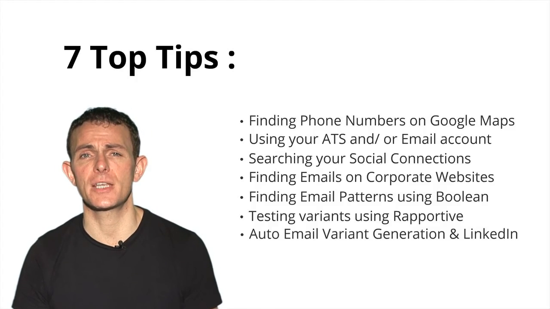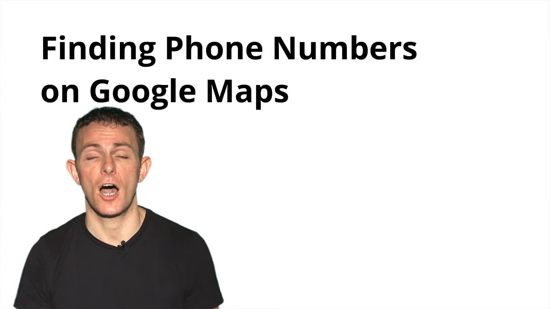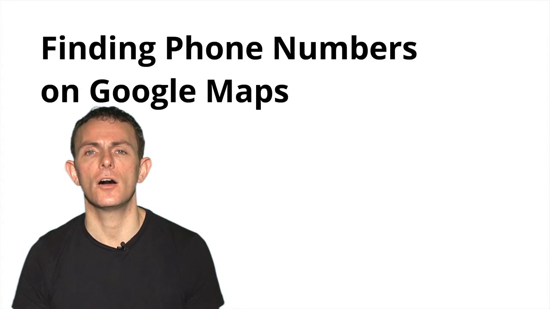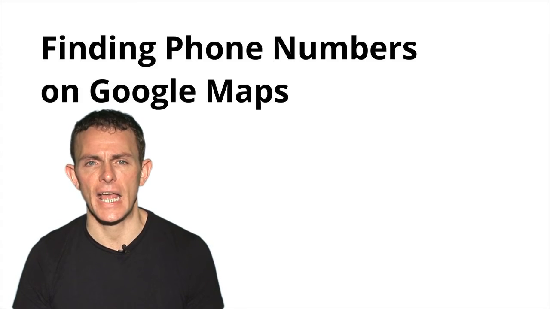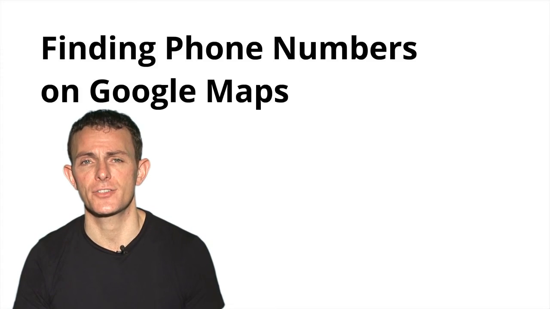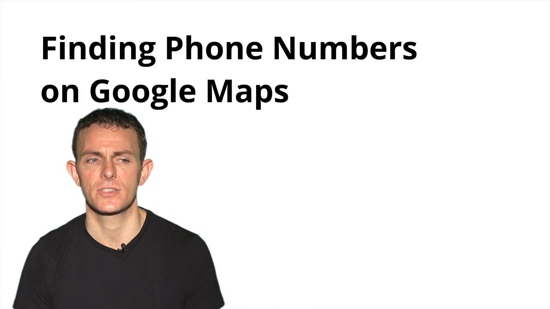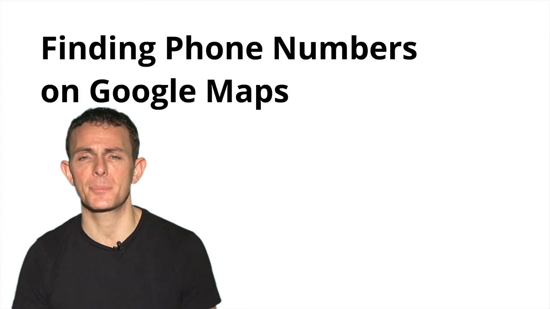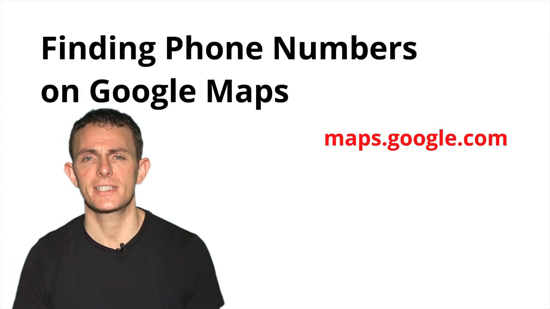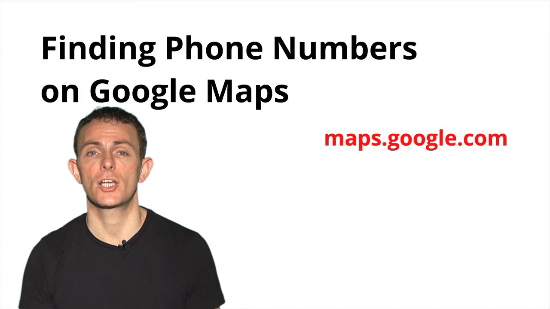So our first tip is how to find phone numbers on Google Maps. So we're going to use an example here today of Pfizer. Just as any random company, we're going to work through all these examples using candidates from Pfizer. So we want to find their contact details. So we're going to jump into maps.google.com. So maps.google.com basically has addresses of company locations.